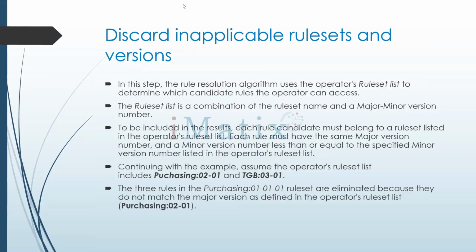Let's look at an example. Operator rule set list here. Look at bullet point 4, where we are considering the operator's rule set list, which has two rule sets: purchasing O2 and TGB03. I will compare all the given rule candidates with these two rule sets. For purchasing, it has to be O1, O3, O4.